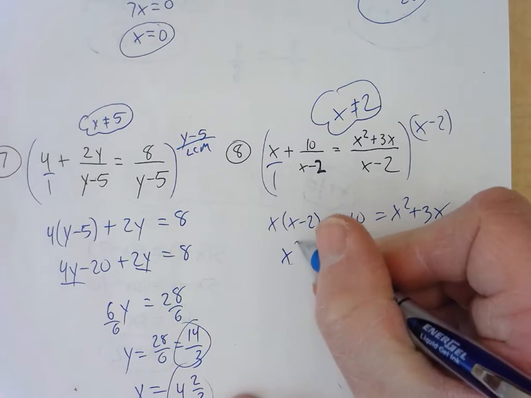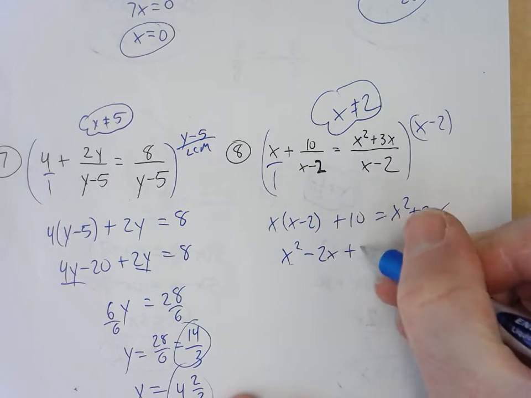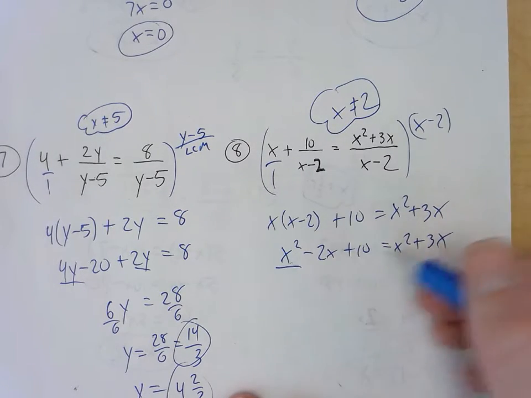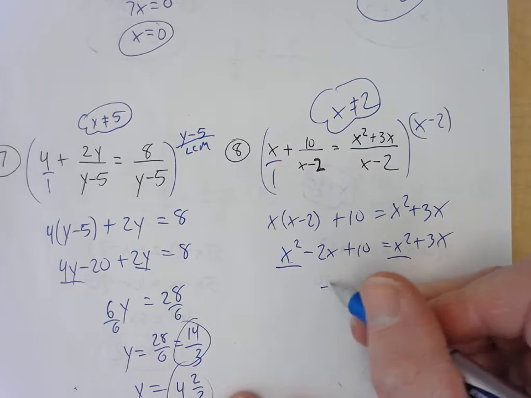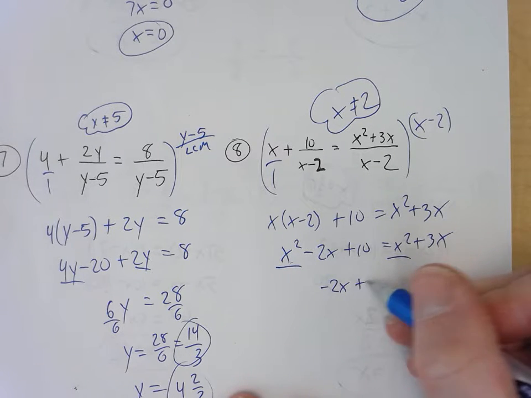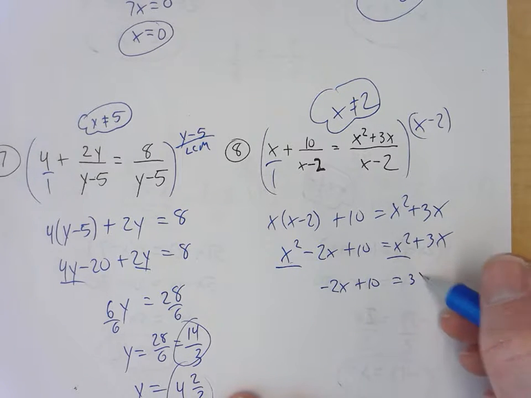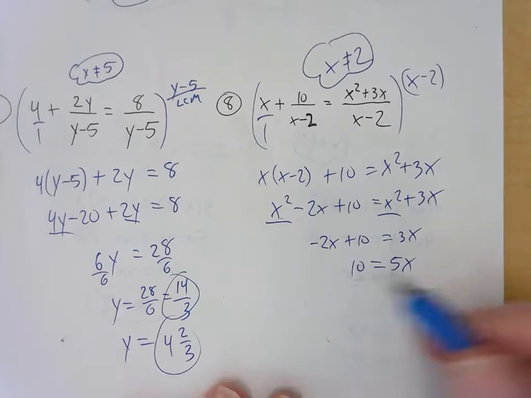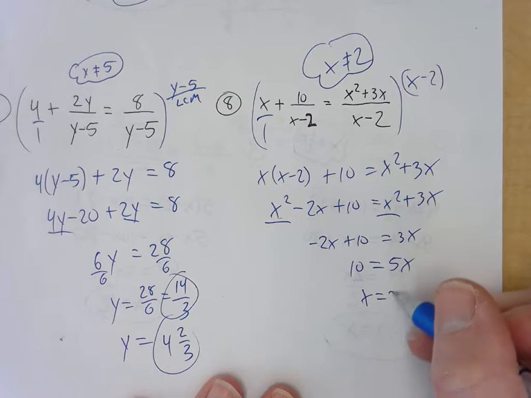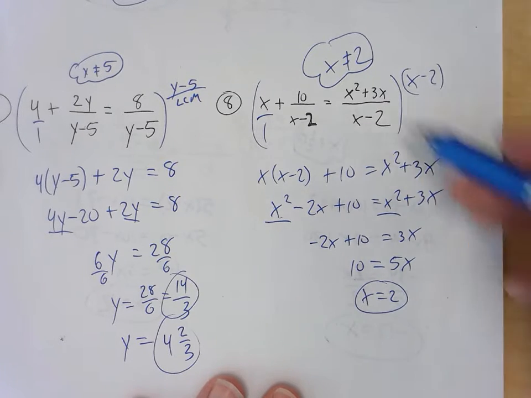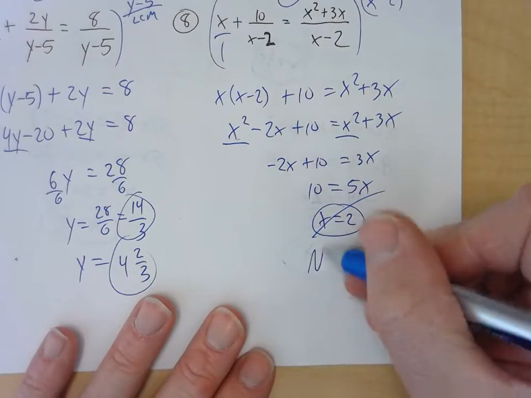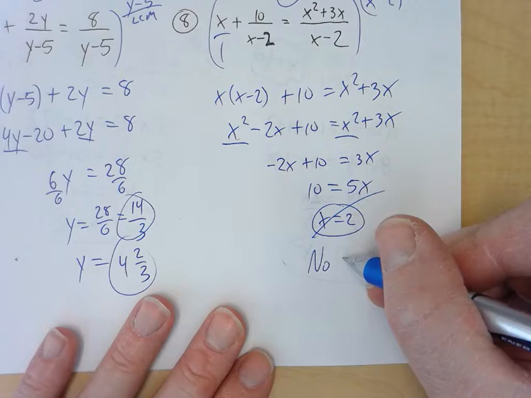Distribute. X squared minus 2x plus 10 is equal to x squared plus 3x. Magically, the x squareds go away, and I'm left with negative 2x plus 10 is equal to 3x. Add the 2x over. 10 is equal to 5x. Divide. X is equal to 2. Oh no, it interferes with the puffy cloud. So there's only one solution, and it's 2, and it doesn't work. So the answer to this one is no solution.